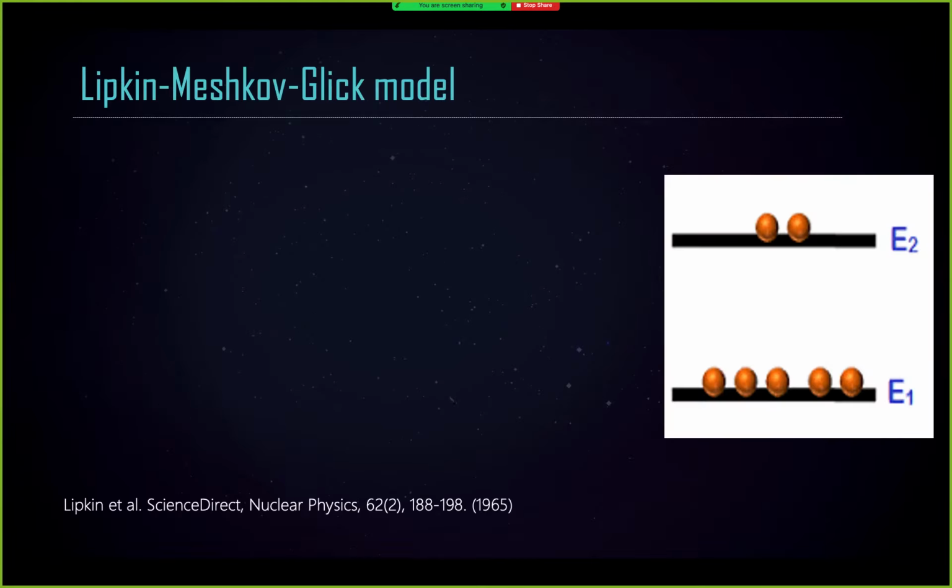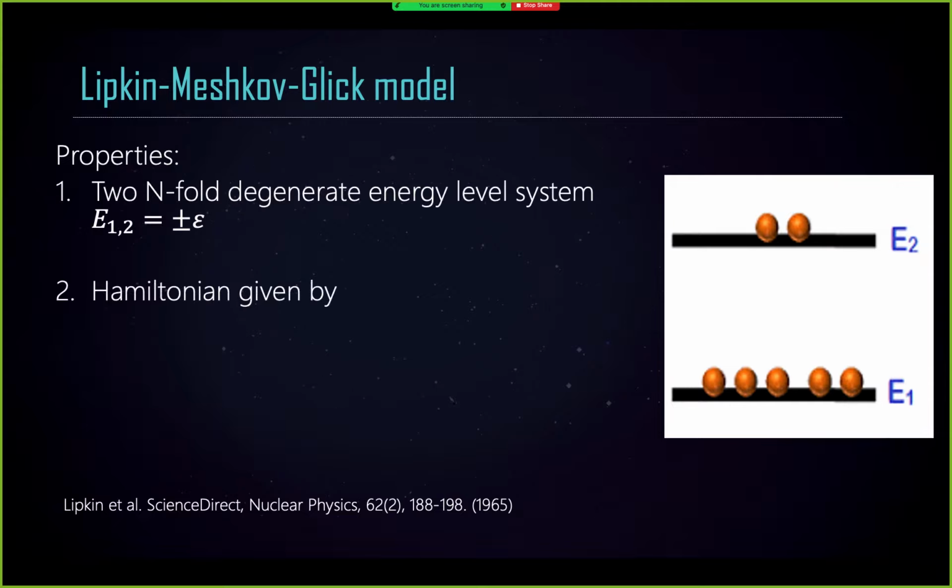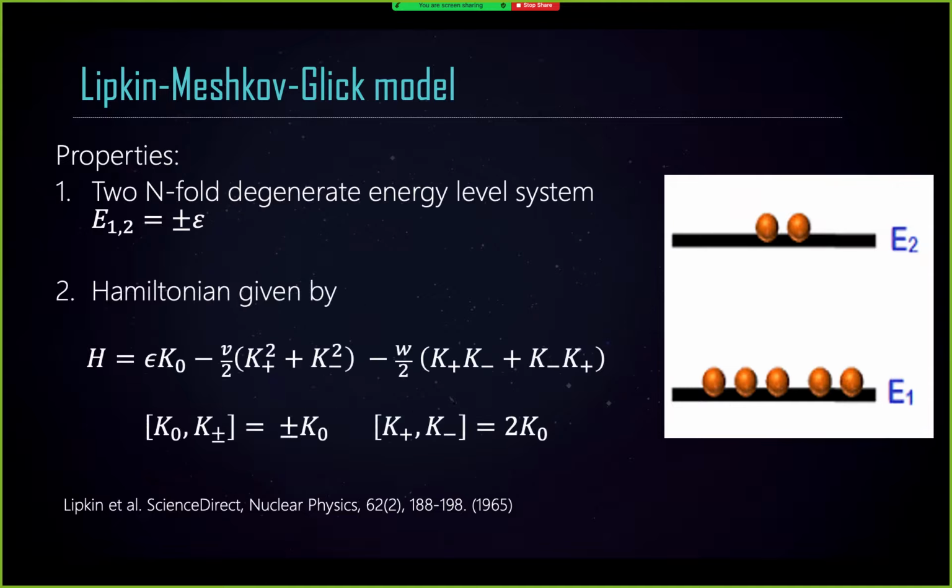All right, so for those who are living under a rock and maybe are not familiar with the Lipkin model, it's basically a two-level system. Each energy level is N-fold degenerate, and this is the Hamiltonian for it, where these operators satisfy the standard quantum spin, quasi-spin operators, and you can find more details of it over here.